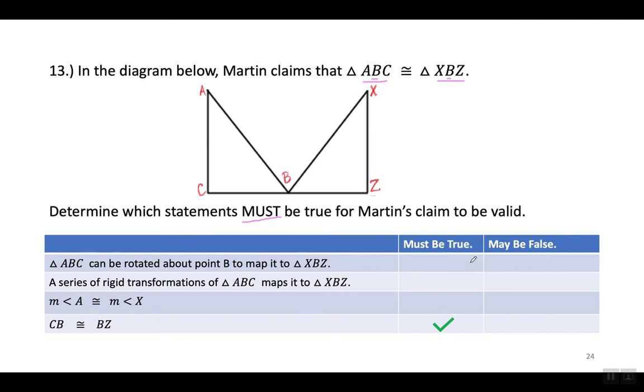So you got to check off which ones must be true, which ones may be false. If you get one wrong, the whole thing is wrong. So read carefully. And keep in mind, my question is imitating what you're going to see on the test. So let's go one at a time.